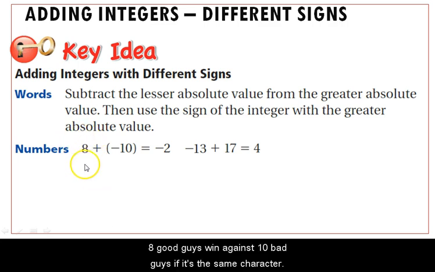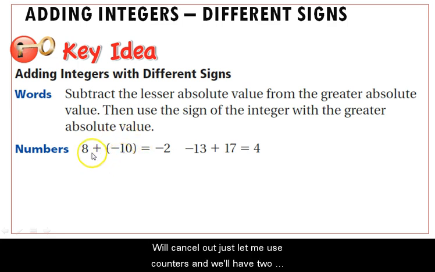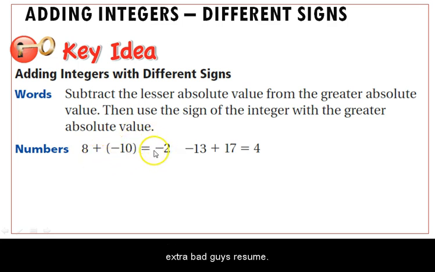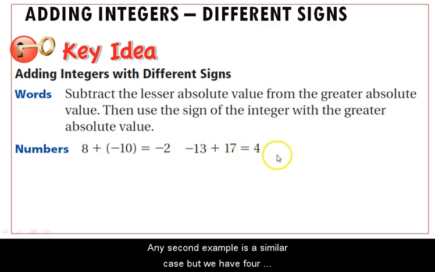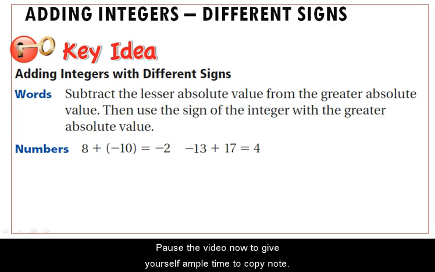Would 8 good guys win against 10 bad guys if they're the same character? Well, no. They'll cancel out just like we use counters, and we'll have 2 extra bad guys as a result. In the second example, it's a similar case, but we have 4 extra good guys in this scenario. The result will be +4. Pause the video now to give yourself ample time to copy notes, and then resume once you've finished.